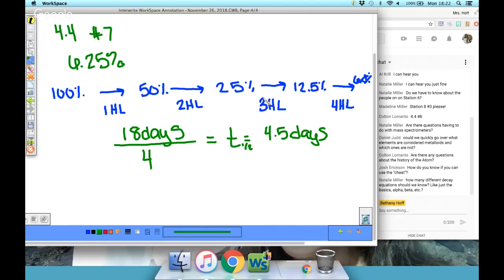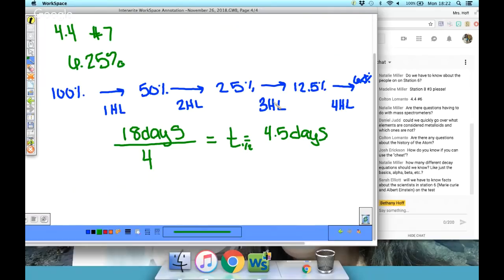How many different decay equations should we know? You should know the decay equations that we went over in our notes. We have a couple different ones: alpha, beta, positron emission, and make sure you know how to represent gamma. Will we have to know facts about scientists in station number 6? Marie Curie, and you should know just some general ideas of what they did. Those were in the video notes. So just know some basic ideas like Marie Curie, radioactivity, Albert Einstein, energy equals mass, and things like that.